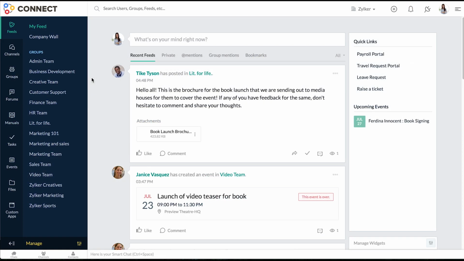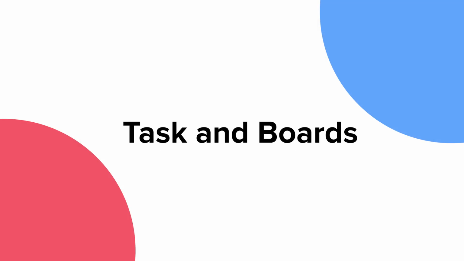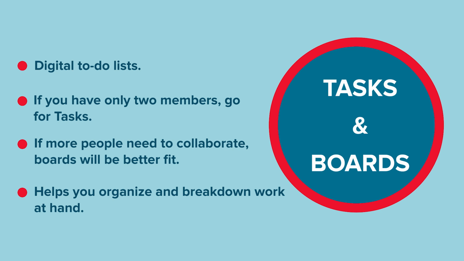Now that we have covered posts, groups, forums, and manuals, let's move on to tasks and boards. Tasks and boards. Tasks and boards are digital to-do lists that help you keep track of all the work that needs to be done. You might ask when you would want to use tasks and when you would want to use boards. If you are an individual user and you have just two people involved in your project, you can go ahead with tasks and assign the task to the related users.